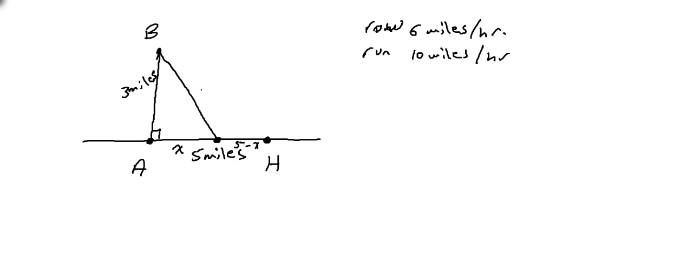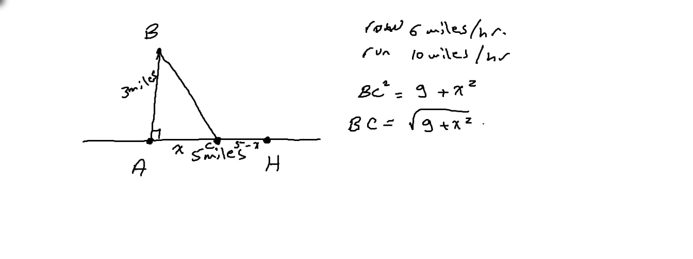That's nice. How do we find the value from B to this point here, let's say C? How to find BC? BC squared is equal to 3 squared, which is 9, plus x squared. This means that BC is equal to radical 9 plus x squared. If she wants to row her boat from B to C, she has to go a distance of radical 9 plus x squared miles. But she can row her boat at 6 miles per hour.